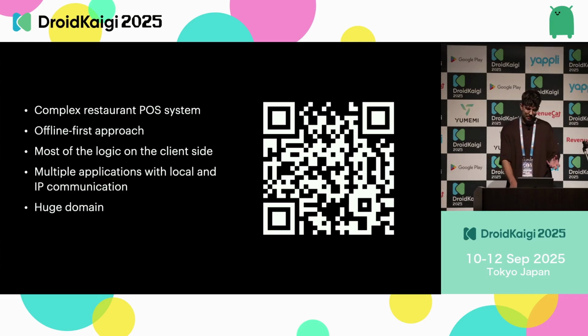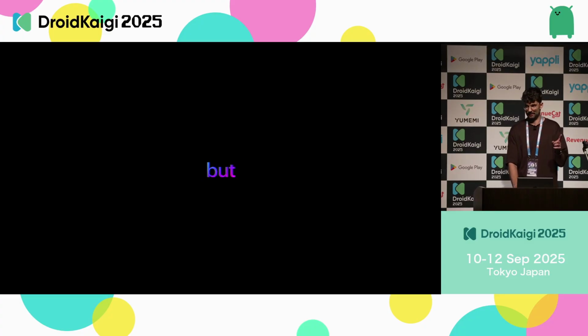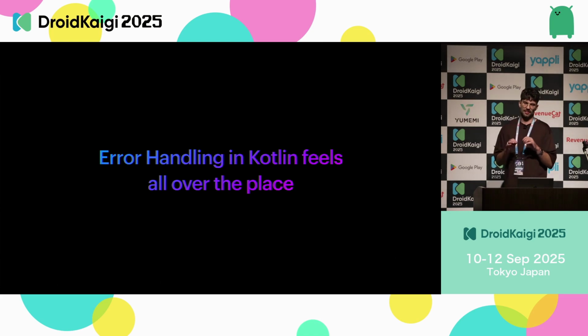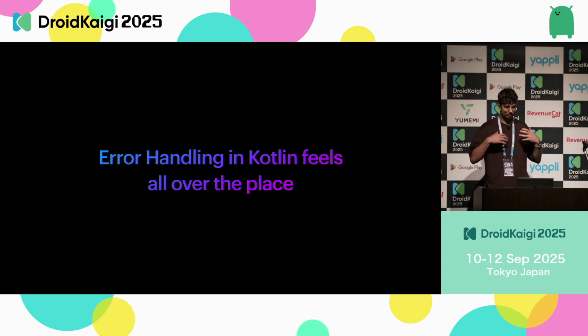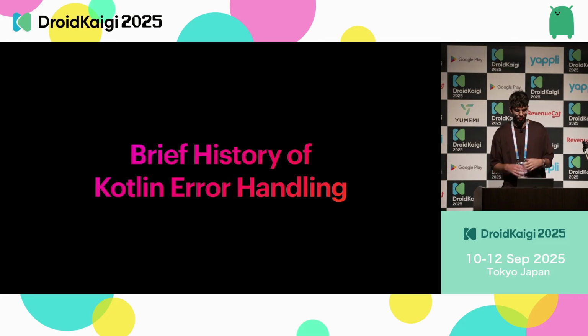So it all means together that we have a very high potential for errors, because there are a lot of moving pieces. Naturally, the topic of error handling is of interest to me. The second reason is that I love Kotlin, but there's always a but. To me, error handling in Kotlin always feels kind of all over the place. So let's try to discuss why it is that way. We'll start with a brief history of Kotlin error handling to understand why we are in that place.